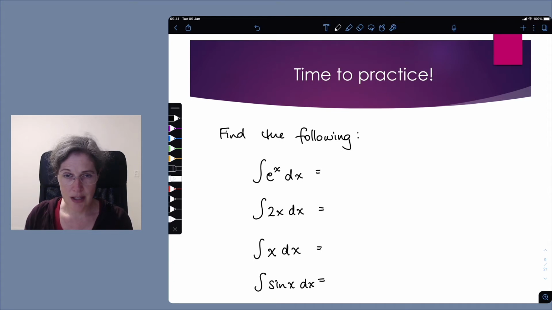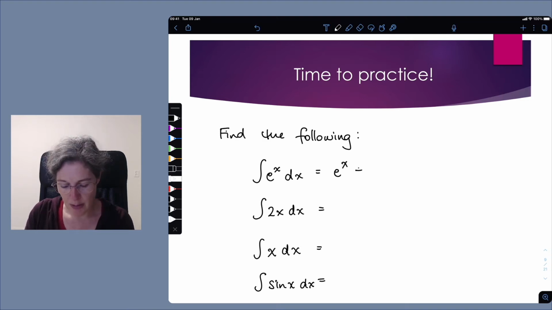So we want to find the antiderivative of e to the x, or the indefinite integral of e to the x. So what do you have to differentiate in order to get e to the x? Well, we know that if you differentiate e to the x, you just get e to the x. So that's an antiderivative.